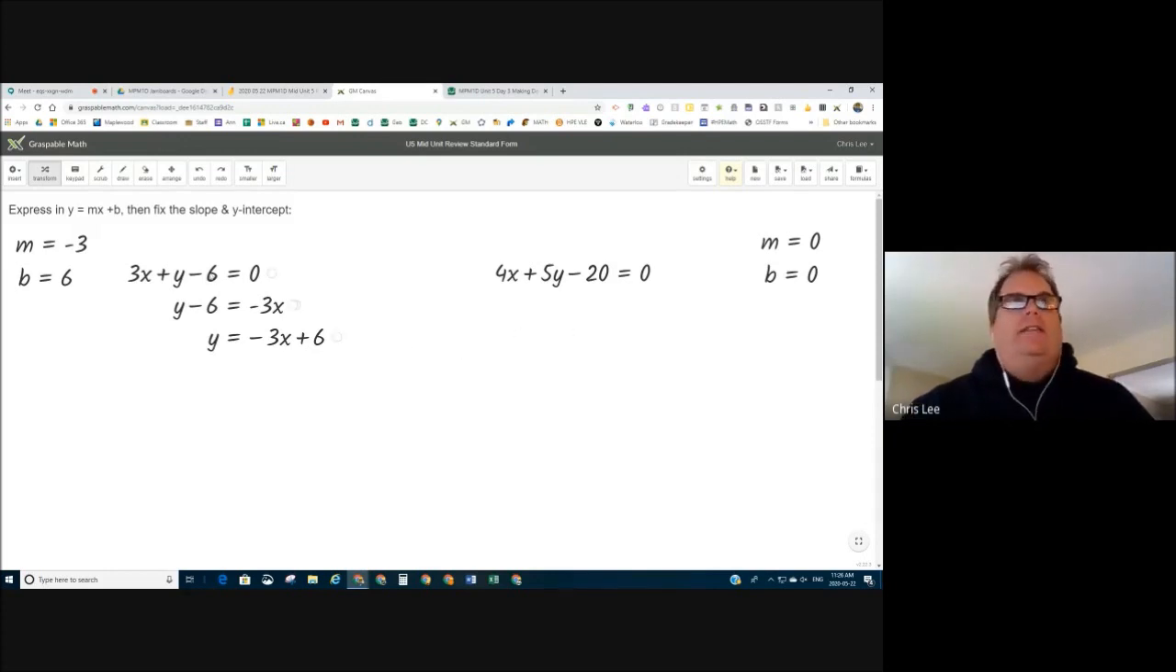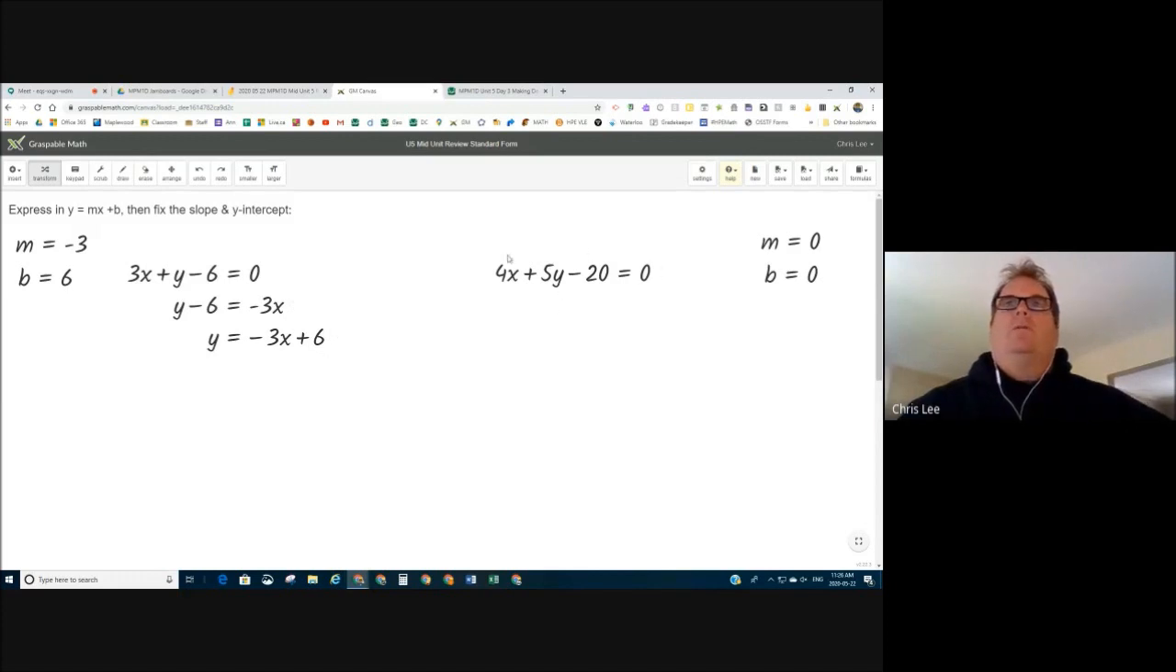Now, in this one, we might have been able to look at it and predict what the slope was, but it's not obvious. A lot of people guess that the slope of this one is 3 because they just look in front of the x, but it's not 3 until it's in the proper form. When it's in y equals mx plus b, then you can predict what the slope is. Here, you'll see that it's not actually 3, it's -3. Same with the y-intercept. It's not helpful until it's in y equals mx plus b form.